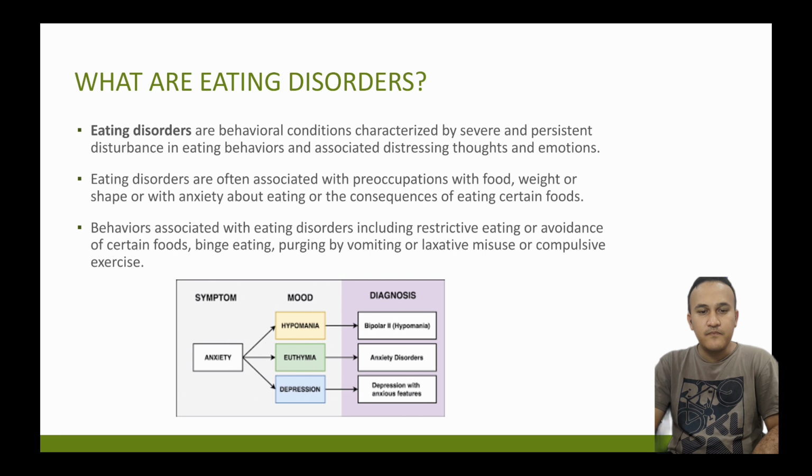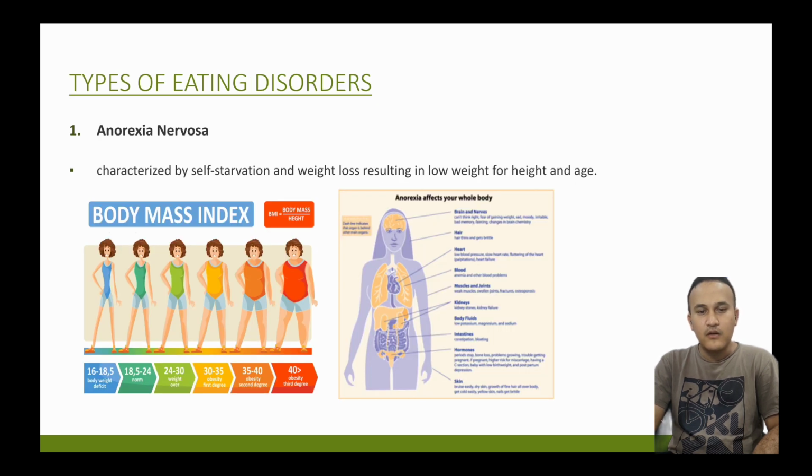Types of eating disorders. Number one is anorexia nervosa. Anorexia nervosa is characterized by starvation and weight loss, resulting in low weight for height and age. Anorexia has the highest mortality of any psychiatric diagnosis and can be a very serious condition. Body mass index, or BMI, a measure of weight for height, is typically under 18.5 in adult individuals with anorexia nervosa.